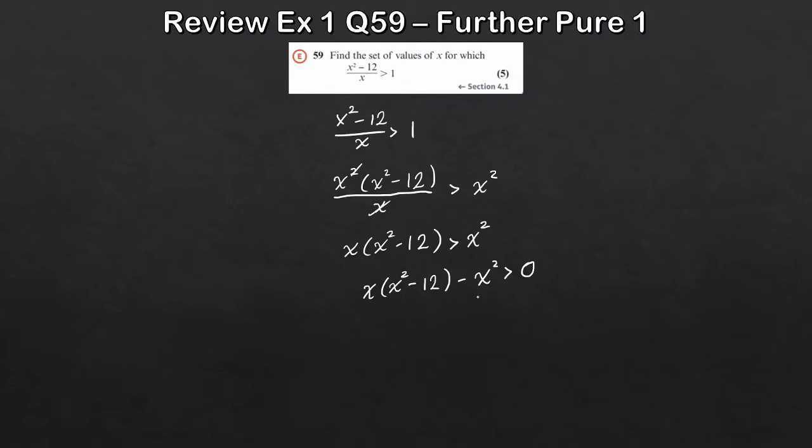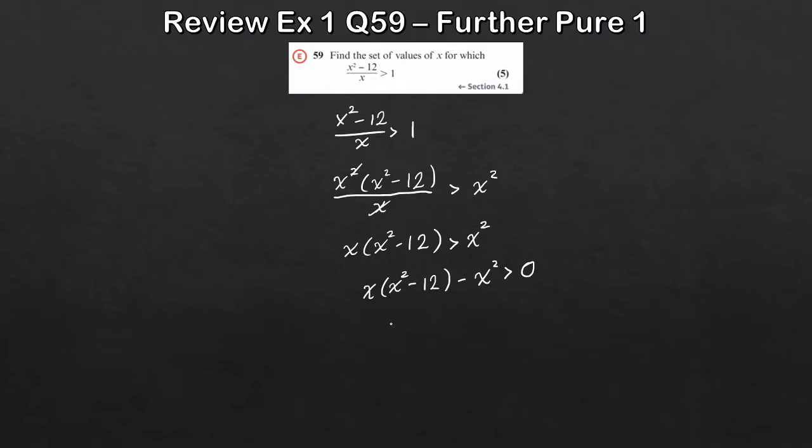Now at this stage here, it actually looks easiest if we just expand this and then write it as a cubic polynomial, okay? Because if it's a cubic polynomial, hopefully we'll be able to factorize it quite nicely and then just sketch it and see where it's going to satisfy our inequality.